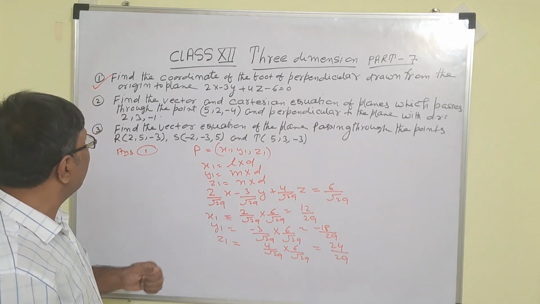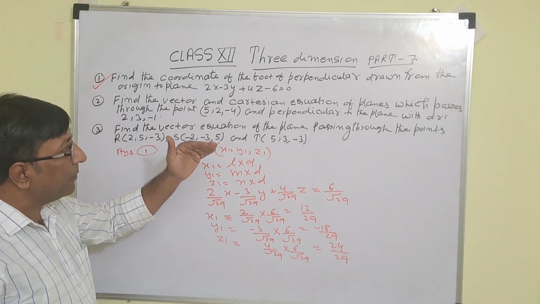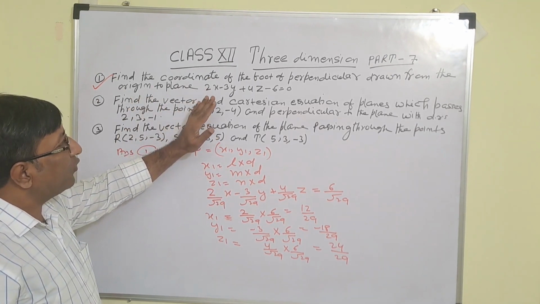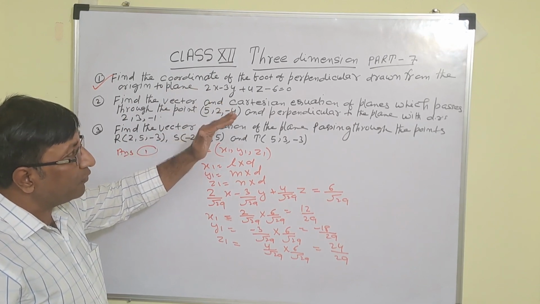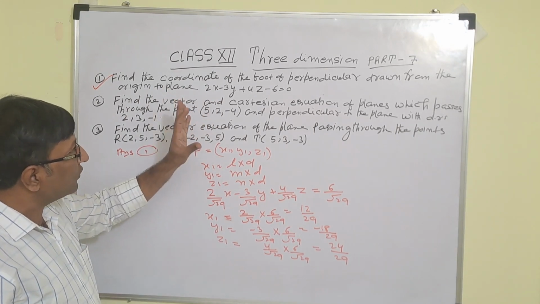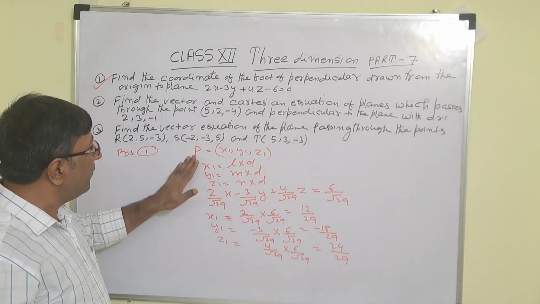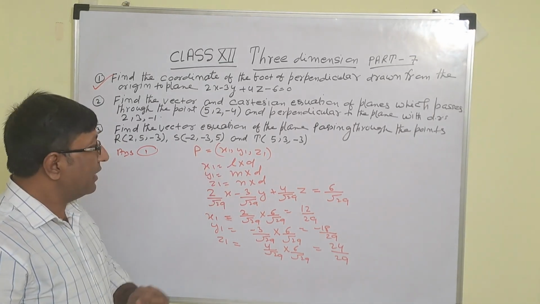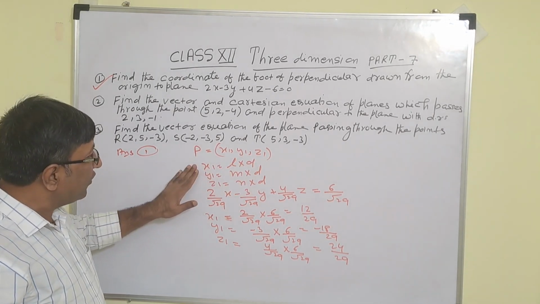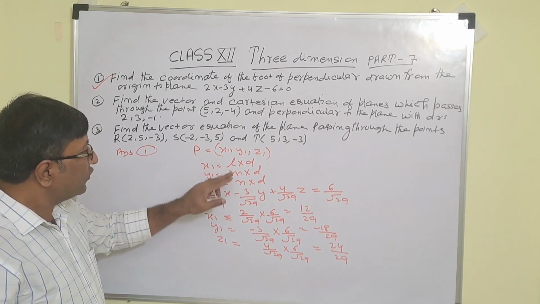So let me explain this question again. The question is: find the coordinates of the foot of the perpendicular drawn from the origin to this plane. For this type of question, first suppose the coordinates of the foot of the perpendicular are x1, y1, z1. This is the point P. Now we have to find the values of x1, y1, z1. So x1 equal to L into d. L is the direction cosine along the x-axis and d is the distance.